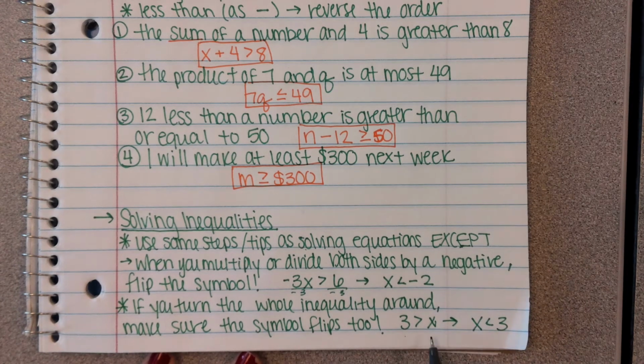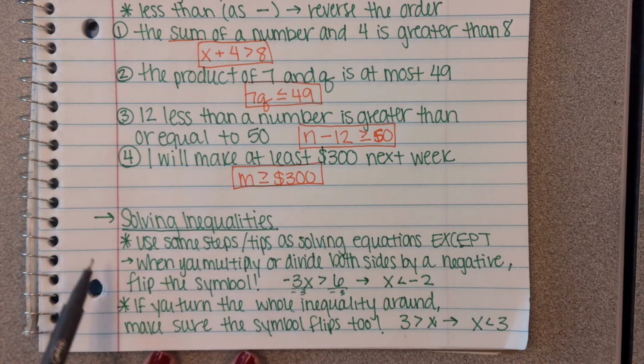The important thing to note here is you watch where the symbol is pointing. So the opening is at 3 and the point is at x. When you turn it around, it has to be that same way. Okay? So multiply or divide by a negative, flip the symbol. And if you have to turn the whole inequality around, flip the symbol.